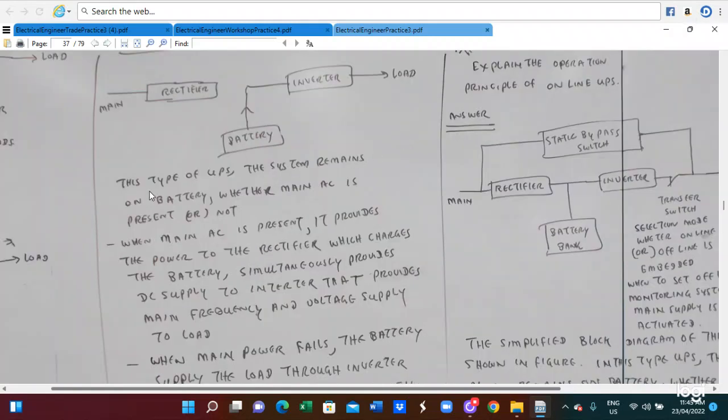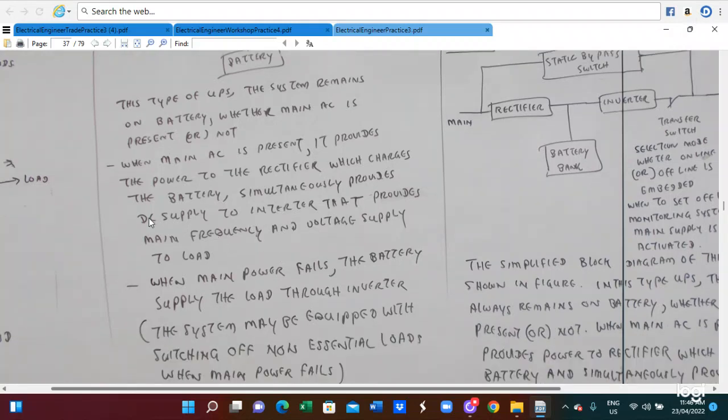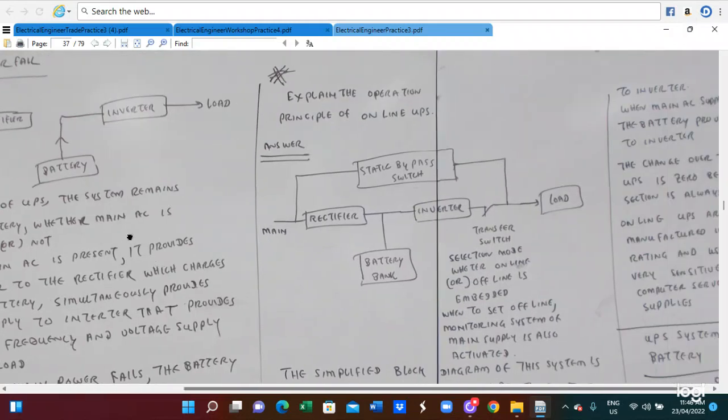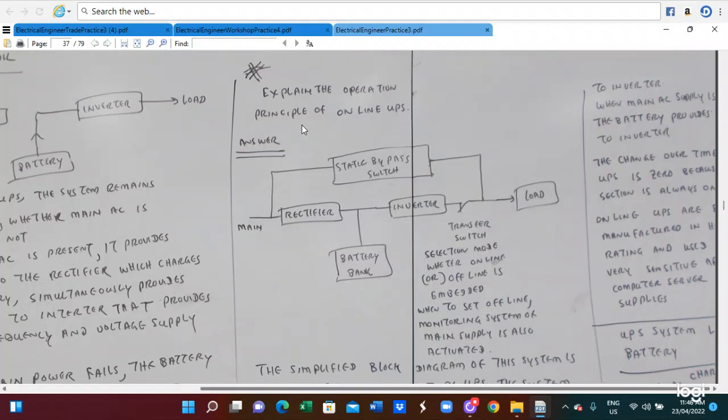So this type of UPS is a system that remains on the battery whether the main AC is present or not. When the main AC is present, it provides power to the rectifier, which charges the battery. Simultaneously, it provides the DC supply to the inverter that provides the main frequency and voltage supply to the load. When the main power fails, the battery supplies the load through the inverter. The system may be equipped with switching off of non-essential load when main power has failed. So this is the connection of the UPS system.